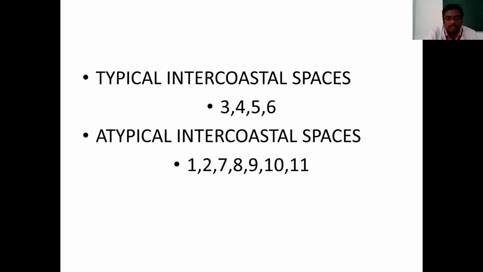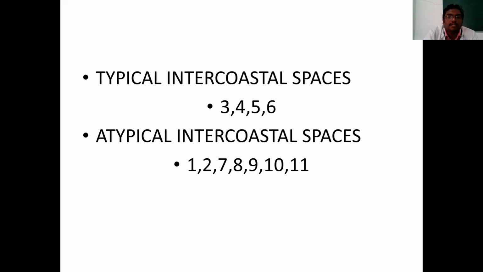So coming towards the spaces, it is being once again divided into a typical intercostal space and an atypical intercostal space. What is meant by a typical intercostal space? Typical intercostal spaces are similar. They look similar and have the same features, so they are called typical. Atypical means they might differ from the common features in some way, so they are called atypical.